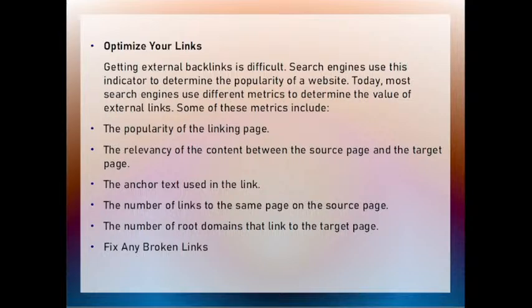Getting external backlinks is difficult. Search engines use this indicator to determine the popularity of a website. Today, most search engines use different metrics to determine the value of an external link. Some of these metrics include the popularity of the linking page, the relevancy of the contents between the source page and target page, which anchor tag you use for that link, the number of links on that same page, and the number of group domains that link to your target page.